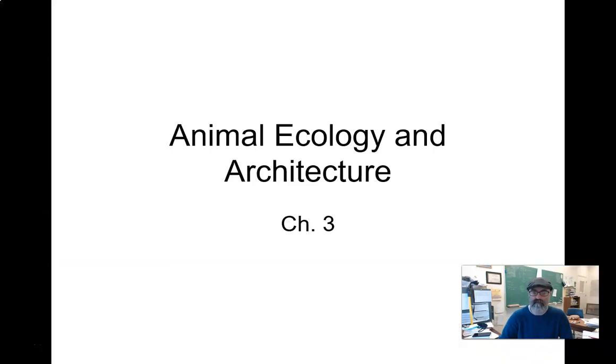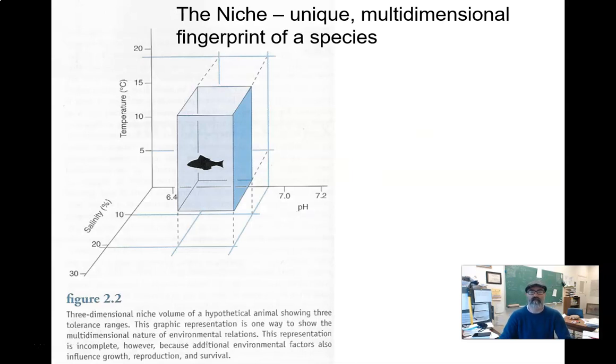Okay, so we'll start with ecology, and really one of the most important ideas in ecology is this idea of a niche, or some people call it a niche. And a real technical nerdy definition here is the unique multi-dimensional fingerprint of a species. And at first, this makes no sense. But I encourage you to read up on this idea of the niche and think about it. And I think at the end, the definition will actually make sense.